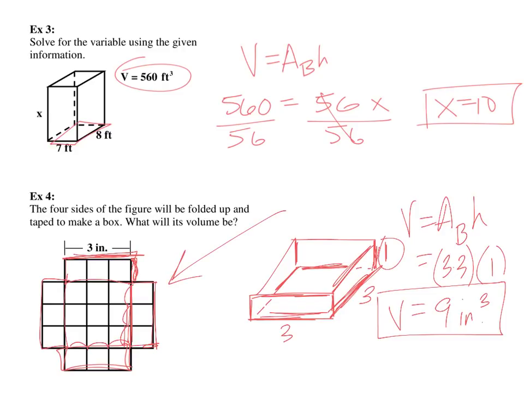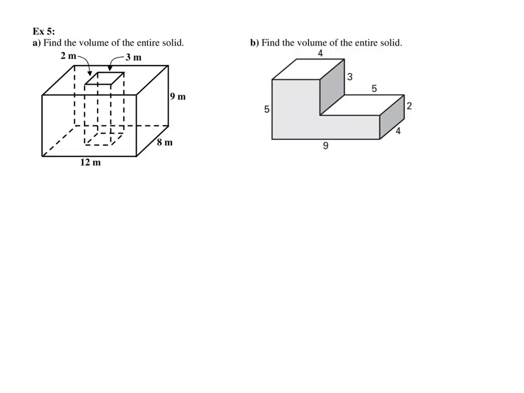Now, if you have difficulty figuring out how to put together this diagram and what's actually going on here with this two-dimensional representation of the box, then just let me know, and I have a figure that I could show you so you could get a real-world idea of what's going on. All right, example 5, find the volume of the entire solid. All right, so what do we have going on here?